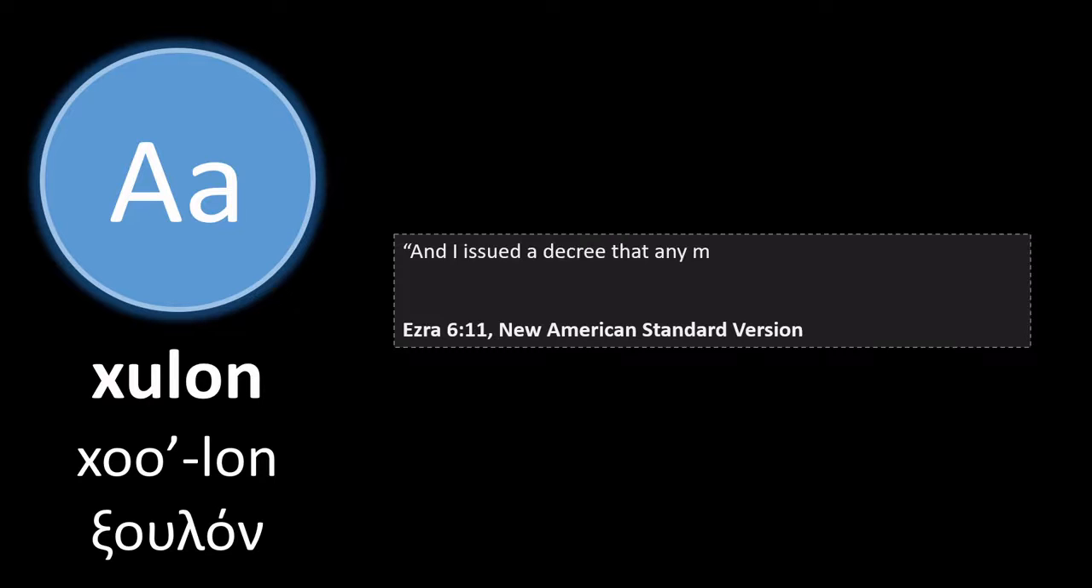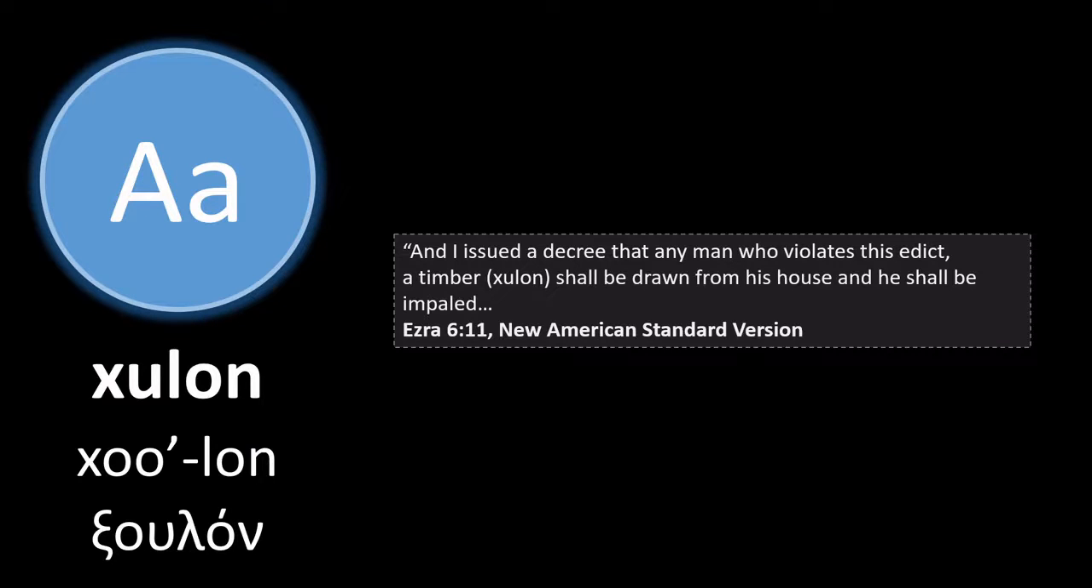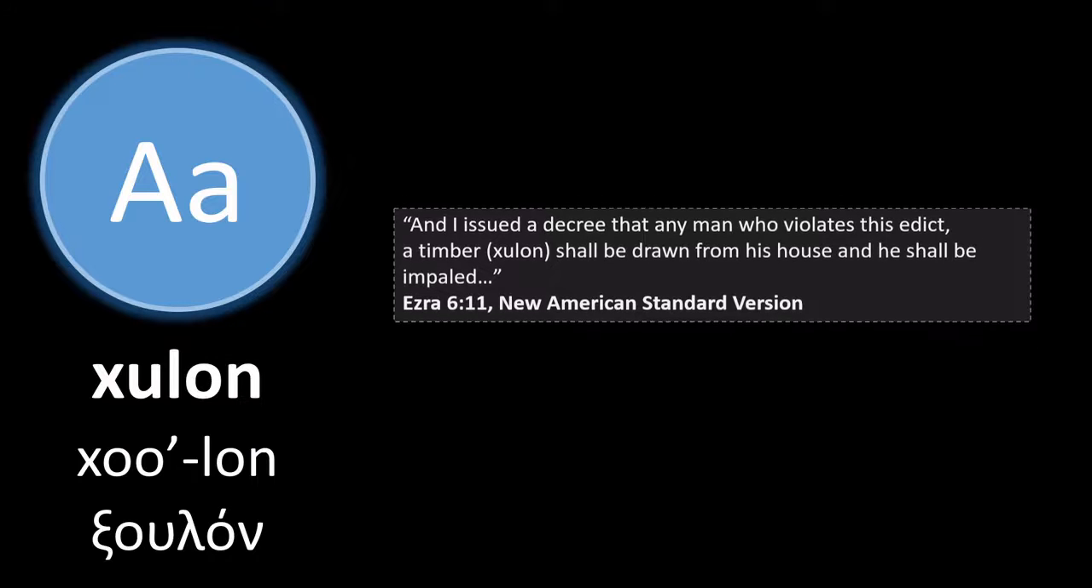The Greek Septuagint, which is a Greek translation of the Hebrew Scriptures, contains an example of the use of xulon in Ezra: "And I issued a decree that any man who violates this edict, a timber, xulon, shall be drawn from his house, and he shall be impaled." The English is timber, which is taken from a person's house, a simple straight piece of wood which someone would be impaled upon. This does not sound anything like a cross.